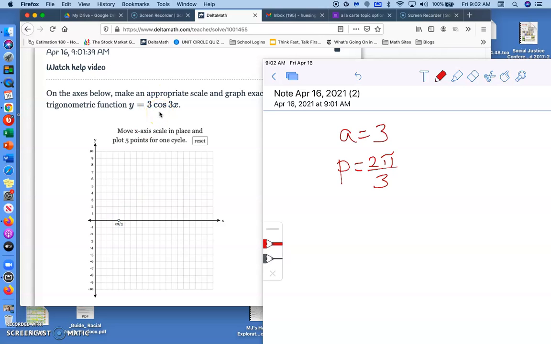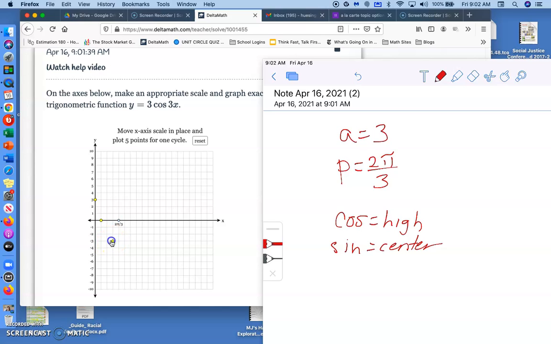And it's a cosine. So cosine, again, starts high. Sine starts at the center. So cosine starts high, so I'm going to put a dot there. The next one would go to the midline. And then it's going to go low.